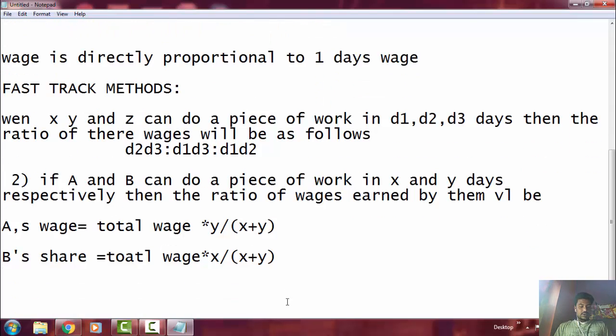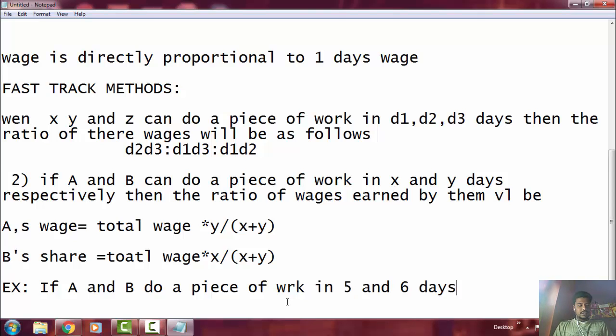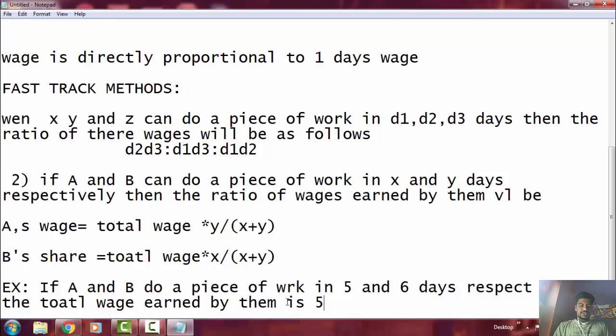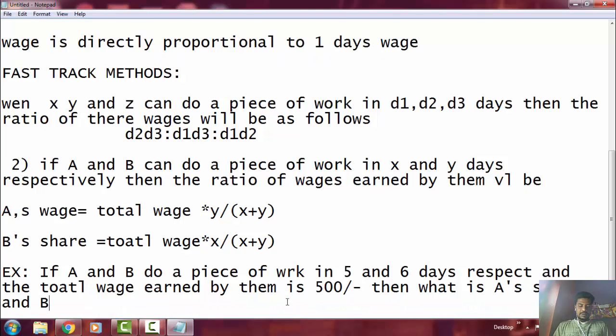Now let us go to an example problem. If A and B do a piece of work in 5 and 6 days respectively, and the total wage earned by them is 500 rupees, then what is A's share and B's share?